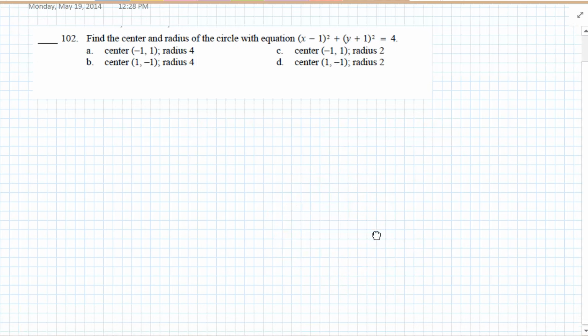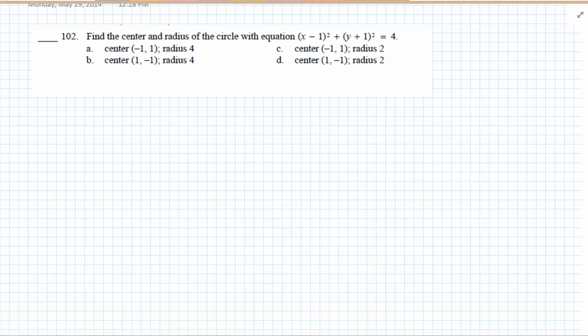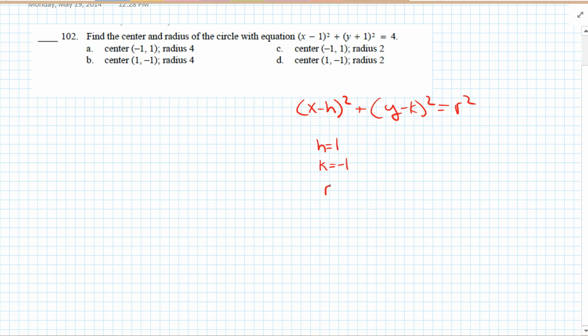Next problem. 102. Find the center and the radius of a circle with the equation (x minus 1) squared plus (y plus 1) squared equals 4. Well, circles are (x minus h) squared plus (y minus k) squared equals r squared. So our h value looks like 1, our k value looks like negative 1, and r squared equals 4, so r equals the square root of 4, which is 2. So the center is (1, -1) and the radius is 2.